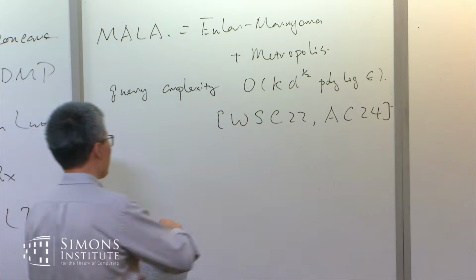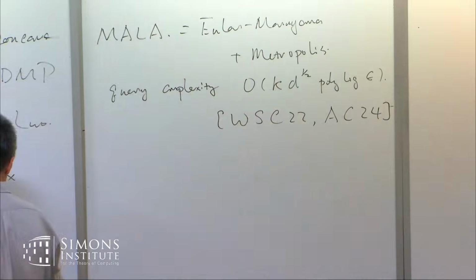Oh, kappa, yeah, I forgot to define kappa. So kappa is the ratio, the condition number. It's the ratio between the Lipschitz constant divided by the smallest Hessian eigenvalue.